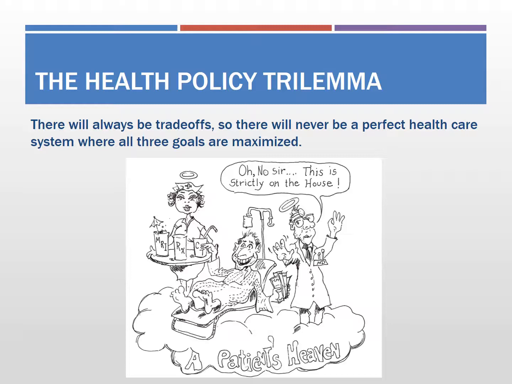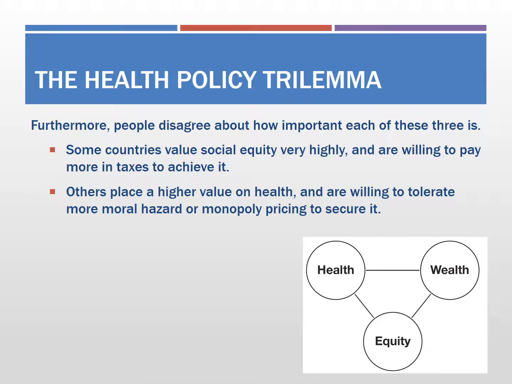Since there will always be a trade-off between all these three goals of the trilemma, there will never be a perfect healthcare system that fits all countries, and there will never be a perfect healthcare system that can always achieve all three goals simultaneously. Furthermore, people disagree about how important one of these goals is compared to the others. Some countries might think that providing equal access to healthcare services is the most important policy goal, and they are willing to pay a much higher level of expenditure or tax in order to achieve that.